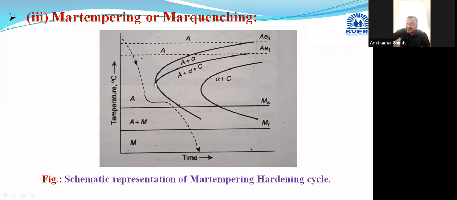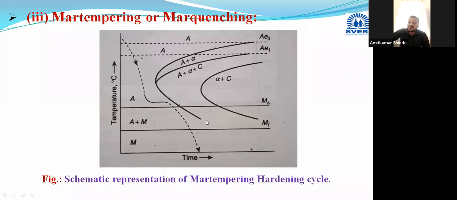Above MS and just below the nose temperature, we hold that sample at some constant temperature for a definite period of time, before it transforms to bainite. After keeping it there for a few minutes to a few hours, depending on shape and size, we again cool it to room temperature in an oil or air medium.